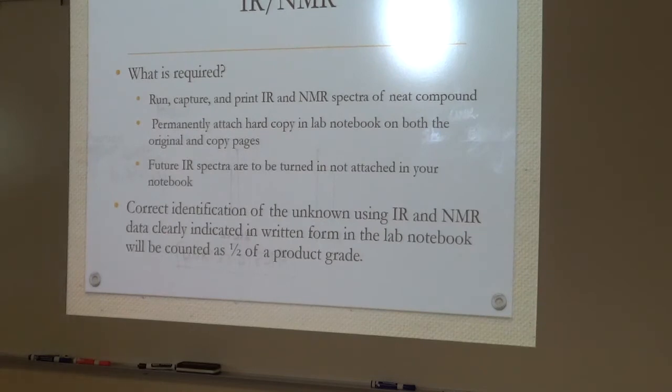Correct identification of which unknown you have using IR and NMR data, clearly indicated in written form in your lab notebook so that I can find it easily while I'm grading notebooks the first half of the semester, counts as 1/2 of a product grade, which would be 6 points. If you do not correctly identify it, but you have information in your notebook that led to your misidentification, partial credit is available. If you don't have it identified at all, no credit will be awarded. It has to be there by the time I'm grading it at midterm for credit.